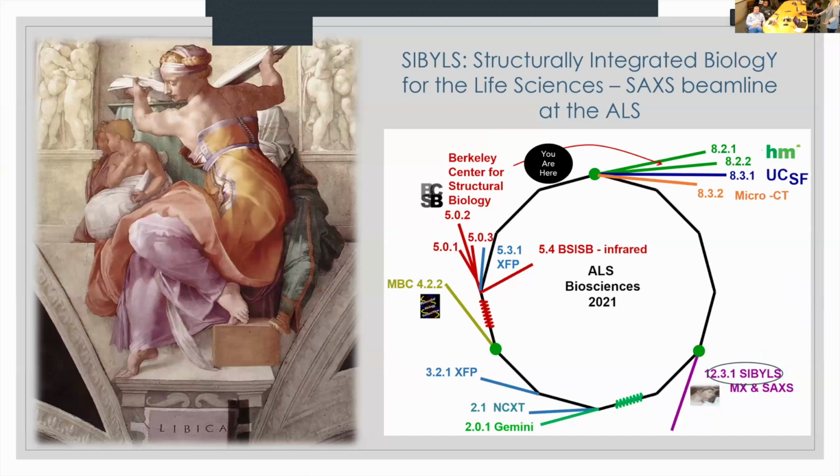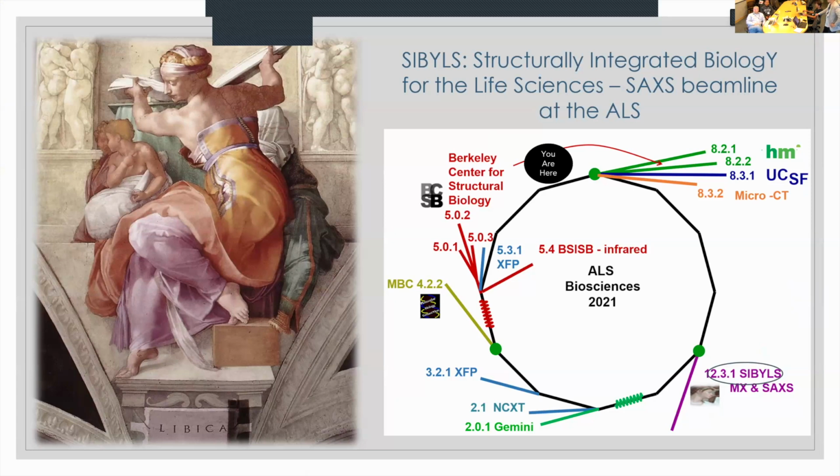This workshop is around the SIBYLS Beamline, for people who use the SIBYLS Beamline. SIBYLS stands for Structurally Integrated Biology for Life Sciences. It is now a fully SAXS Beamline. The "you are here" sign is where you are, those of you who are here. And then all the way across the ring, which we'll visit today, is the SIBYLS Beamline. This is an older slide. 1231 is the sector.